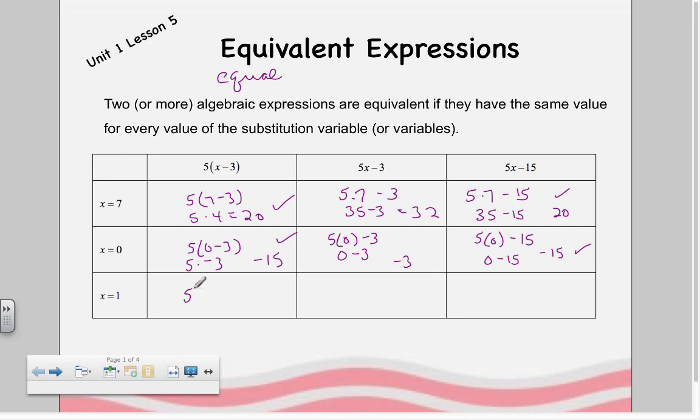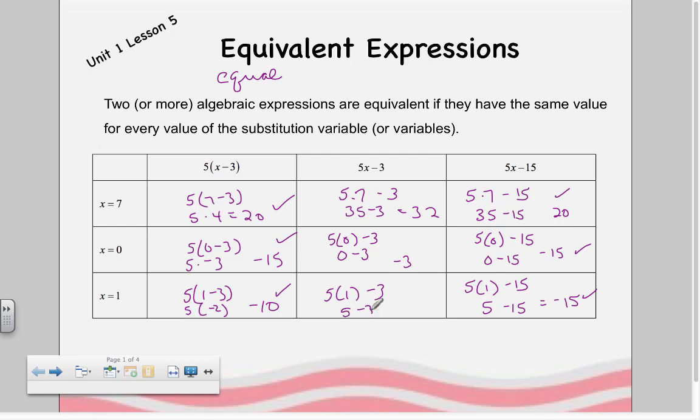And I think you can figure out that if we do this last one also, they're going to be the same. Now, why is that? Well, we're going to prove it on the next page.